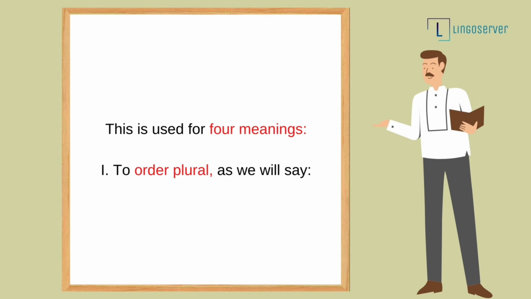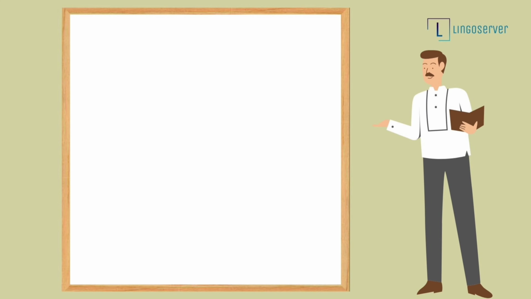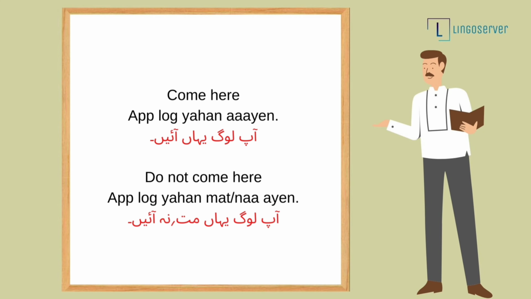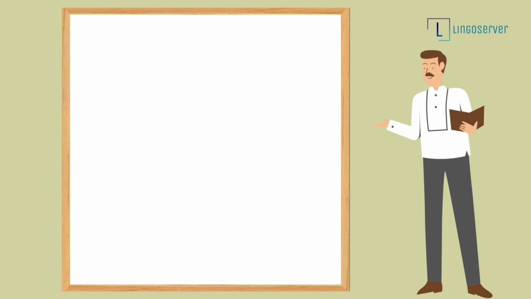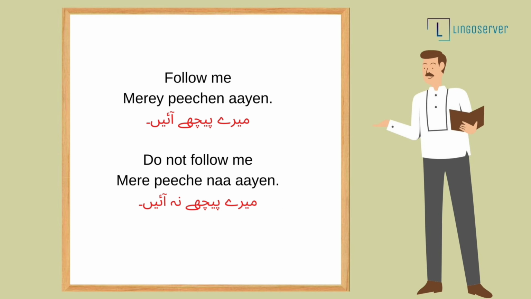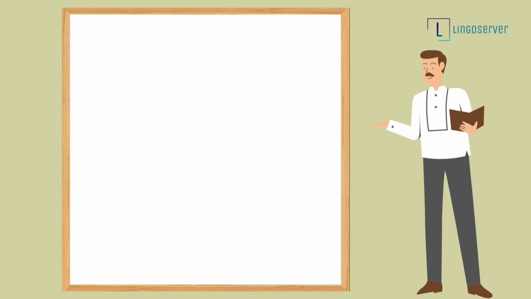Number 1, to order plural, as you will say, come here, आप लोग यहाँ आएं, and do not come here, आप लोग यहाँ मत आएं, और आप लोग यहाँ ना आएं. Show your passport, अपना पासपोर्ट दिखाएं. Do not show your passport, अपना पासपोर्ट मत दिखाएं, और अपना पासपोर्ट ना दिखाएं. Follow me, मेरे पीछे आएं. Do not follow me, मेरे पीछे ना आएं.